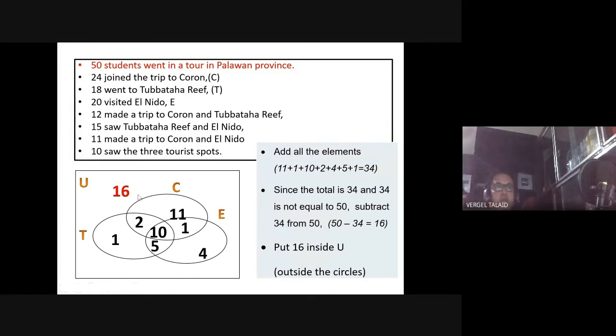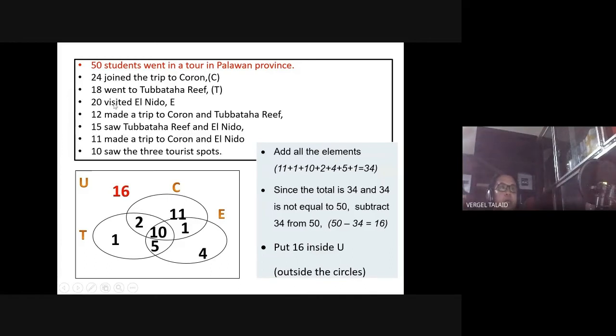check whether our answer is correct: 10 visited the 3 tourist spots. So we have here 10. 11 made a trip to Coron and El Nido. This is Coron and El Nido. So 10 plus 1 is 11. 15 went to Tubataha Reef and El Nido. So 10 plus 5, this is 15. These two parts here. Then 12 made a trip to Coron and to Tubataha Reef. So this is 12. Tubataha and Coron. 2 plus 10 is 12.